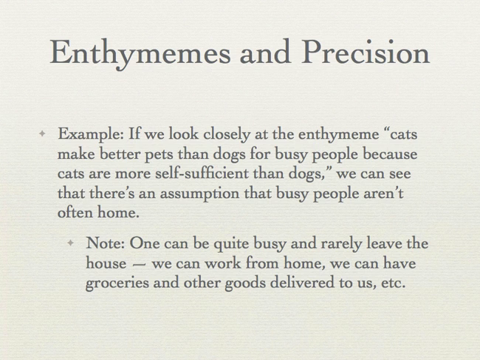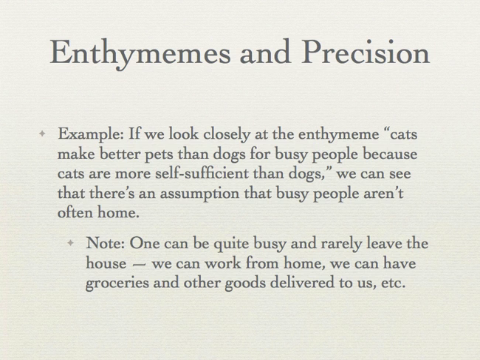We can work from home today. We can go to school from home today. We are not actually required to be on campus to take this class. And there are whole degree programs where you can go to school online. You can work from home. In a place like the DC metro area, you can have your groceries delivered to you. You can have pretty much everything you need to buy delivered to you. So you don't actually have to leave your home unless you want to. And so you can be a very busy person and not leave your home.